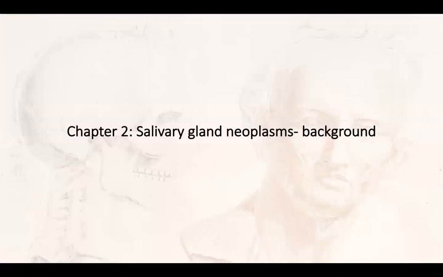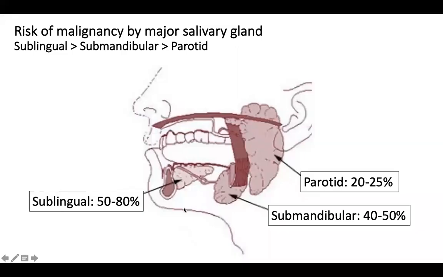All right, so we'll get into salivary gland neoplasms. We'll talk about a little background stuff. So one thing to be aware of as we approach nodules is even before you get the lesion, you can get a sense of the risk of malignancy. Obviously, you got to incorporate the imaging findings, but just knowing where the lesion is coming from can give you a sense for the risk of malignancy.